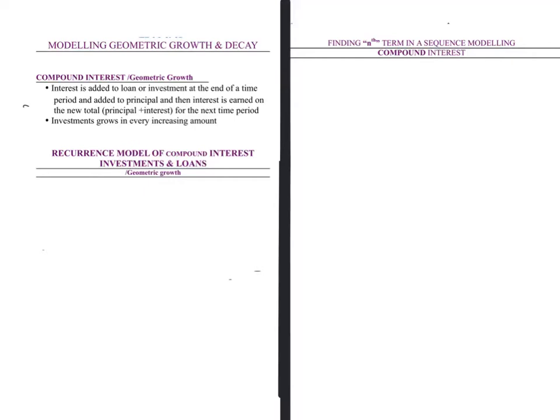Okay, so today we're going to be looking at the geometric sequences to do with finance. So we're going to see the financial examples, and the first one we're going to do is a geometric growth example, which is compound interest.